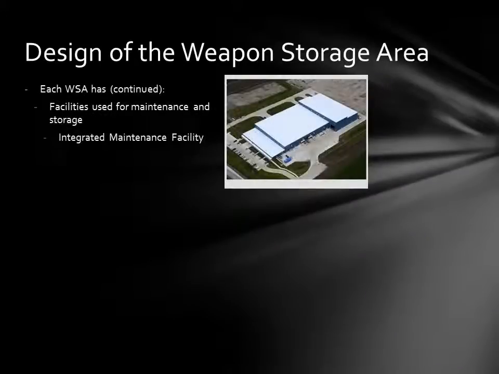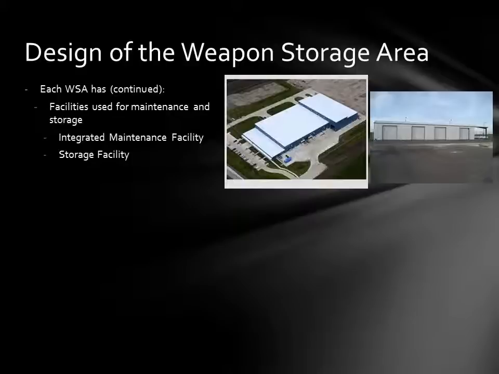There are several facilities within the WSA. The largest of those facilities is the Integrated Maintenance Facility, or IMF. Inside the IMF, maintenance personnel perform a number of actions, such as performing electrical checkout of the weapon systems and loading them onto the launch control systems that will either go on top of an intercontinental ballistic missile or on an aircraft.